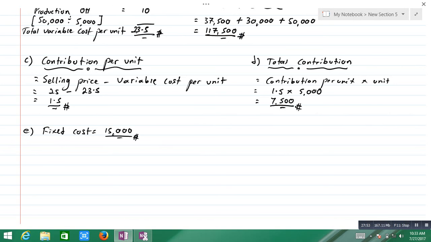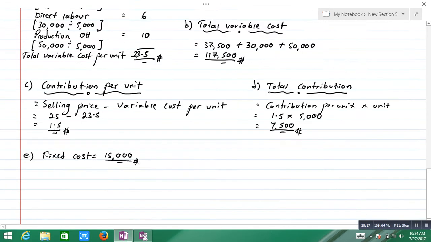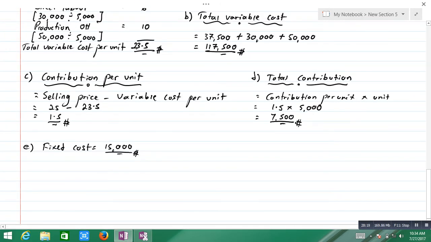So CS ratio is contribution per unit divided with the selling price. Now we already have our contribution per unit, which is 1.5, divided with the selling price 25. How much you get? So you will get 0.06. That will be our CS ratio.